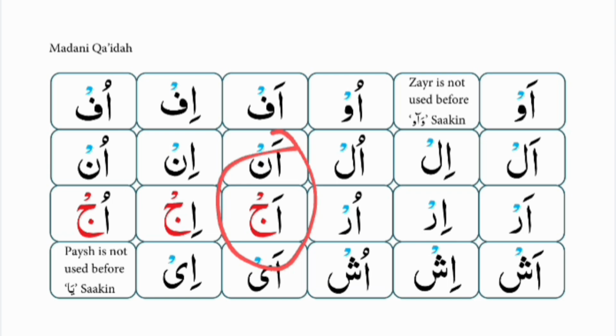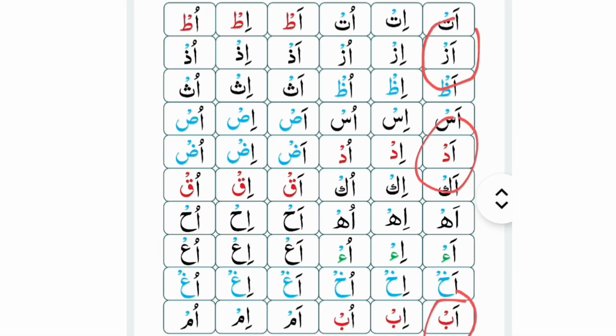Alif jim fatha aj. Alif jim kasra ij. Alif jim damma uj. Aj, ij, uj. These are qalqala letters. We only move our sound when we pronounce qalqala letters. The other letters are pronounced simply.